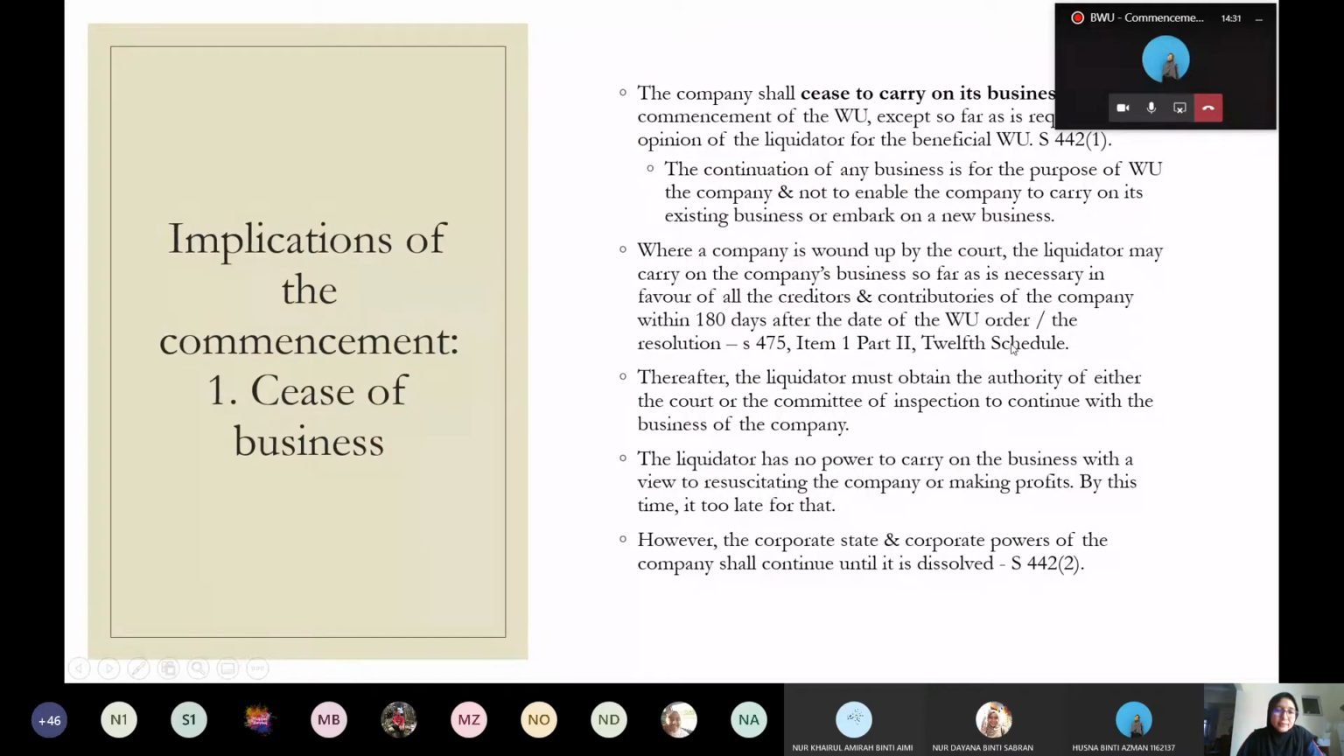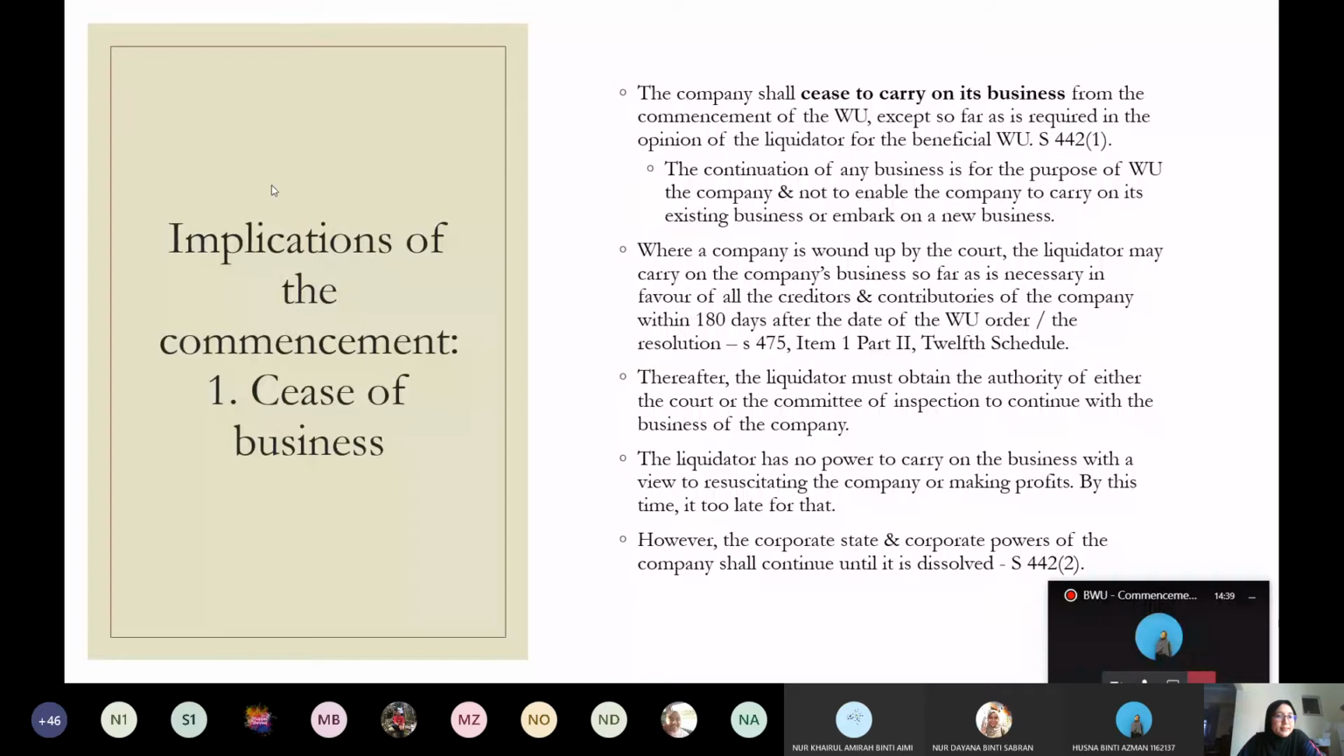Implication. Yeah, implication of the commencement of winding up. So when the company is wound up, the company business has to cease. Yeah, so that is the first effect. Yeah, so that is the general provision. Semua implication kat sini adalah general provision. There are the situation in which it allow for the carrying on of its business. Yeah. So dia kata the company shall cease to carry on its business from the commencement of the winding up, except so far as is required in the opinion of the liquidator for the beneficial winding up.